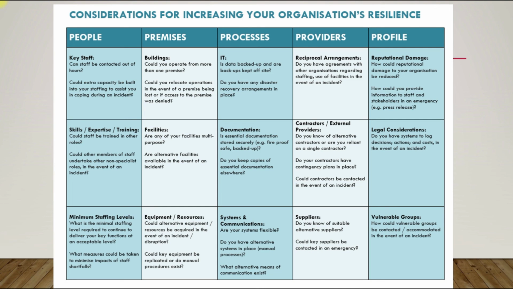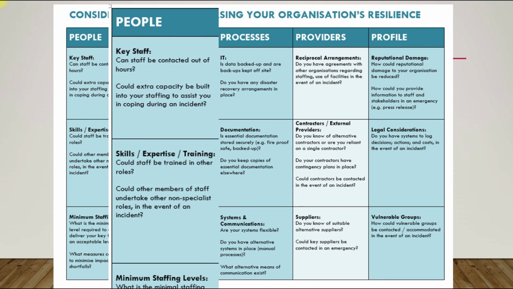The next matrix forces the respondents to consider the concepts that will benefit you in case of an incident. Again, in the 5 categories. Looking at people, can staff be contacted off hours? Can extra capacity be built into the system to help in a crisis? Could staff be cross-trained? What is the minimum staffing level that is required? What measures can be taken to minimize the impacts of staff shortfalls?